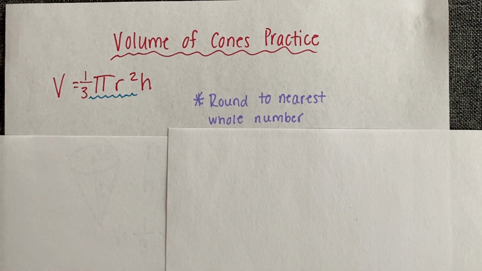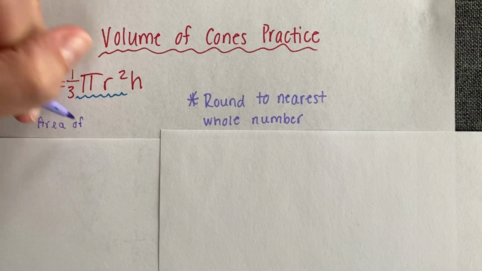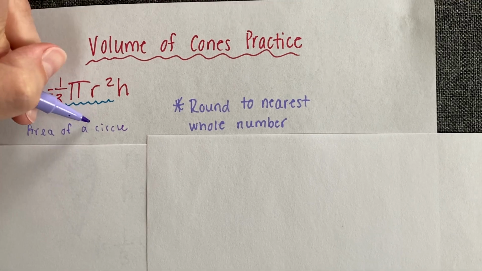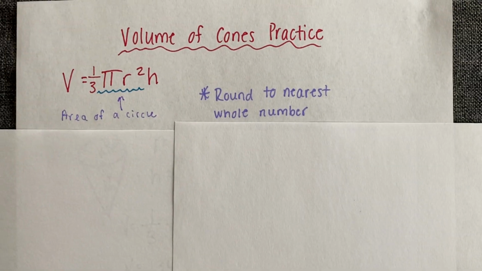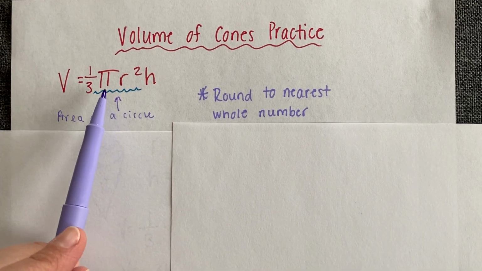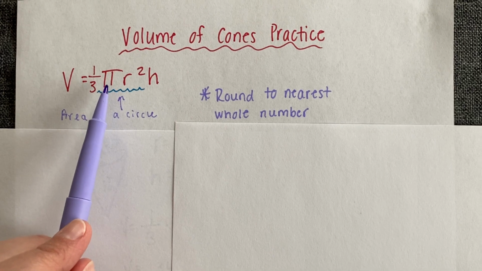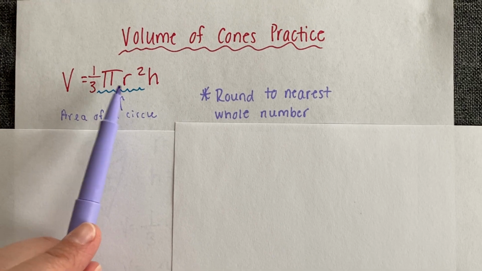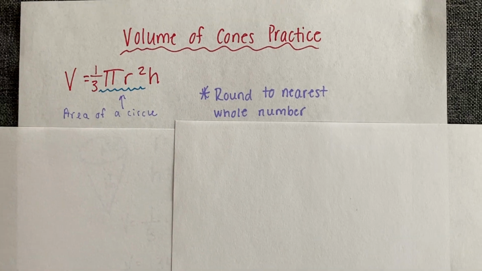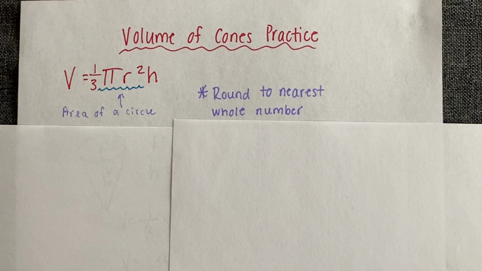Yep, it is a circle. The area of a circle is right there. And remember, that's why this formula works, because we're multiplying the area of a circle, which is the base of our shape, by the height, and then we take 1/3 of it, and that gives us the volume of a cone. In these examples, we're going to round to the nearest whole number.